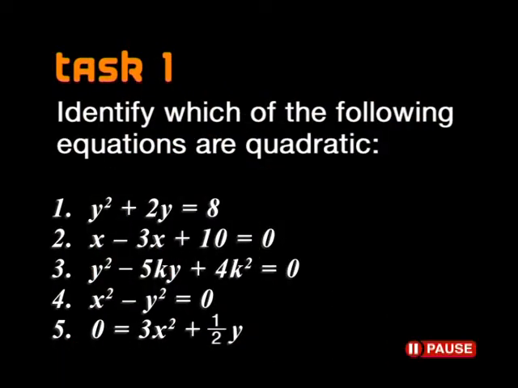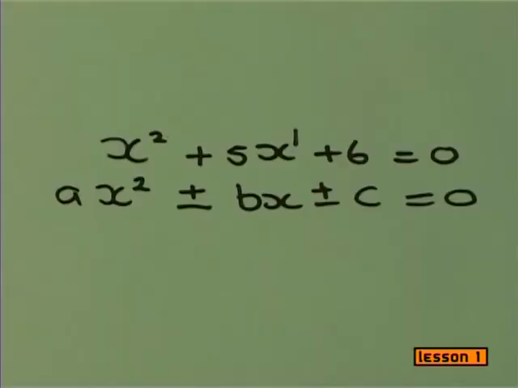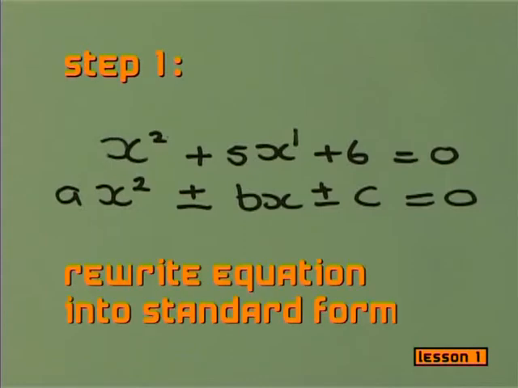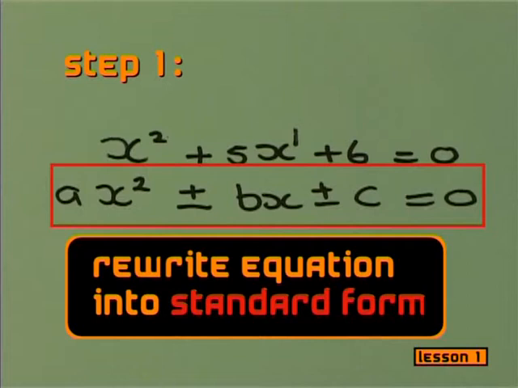If you would like to try this for yourself, here are some questions just for you. Okay, now that we know it's a quadratic equation, how do we solve it? Well, in this case, the first step has already been done for us. The first step in solving a quadratic equation is to write the equation in the form ax squared plus or minus bx plus or minus c equal to 0.